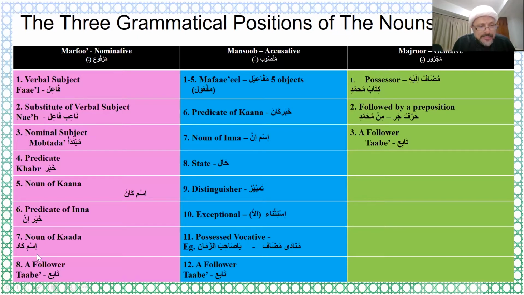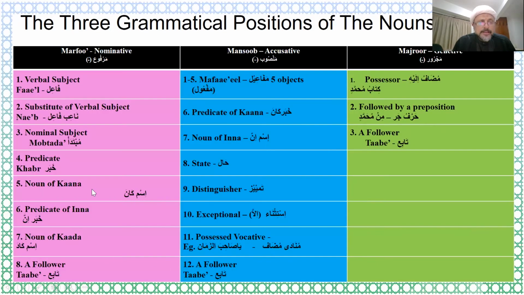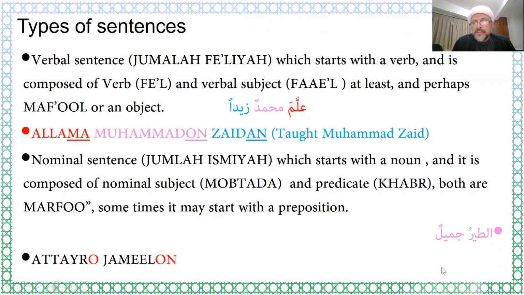All these things, these 1, 2, 3, 4, they're related to the nominal sentence. So we have number 3, mubtada. Remember our mubtada? At-tayru, the bird. Okay, so that is mubtada, nominal subject. And then remember khabar, predication. We go back. Jamilun.